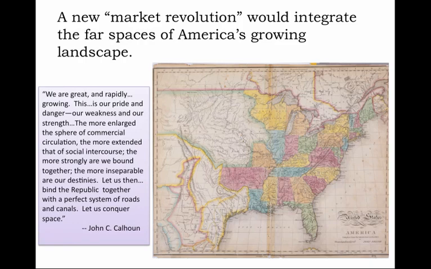And this was given voice by many politicians and editors of the age, including John C. Calhoun, a congressman from South Carolina, who will become Secretary of War in the Madison administration. "We are great and rapidly growing," pronounced Calhoun. "This is our pride and danger, our weakness and our strength. The more enlarged the sphere of commercial circulation, the more extended that of social intercourse, the more strongly are we bound together, the more inseparable are our destinies. Let us then bind the Republic together with a perfect system of roads and canals. Let us conquer space."